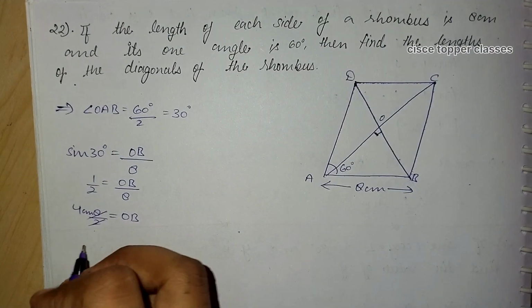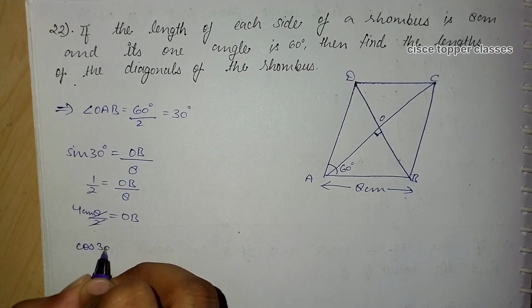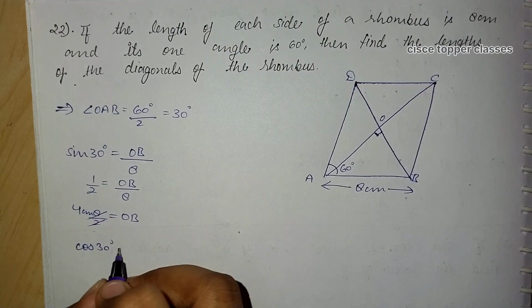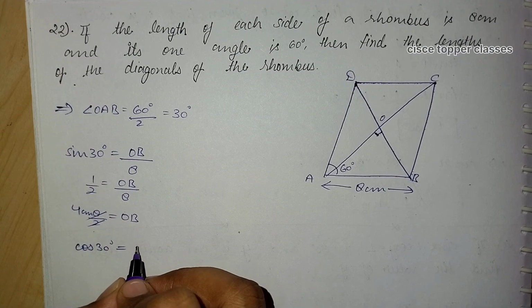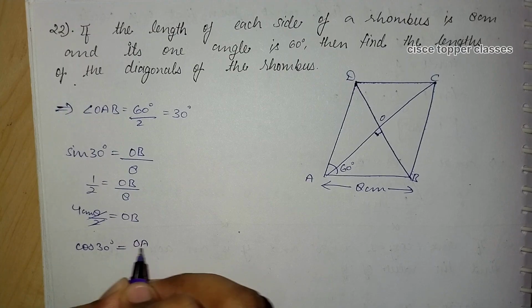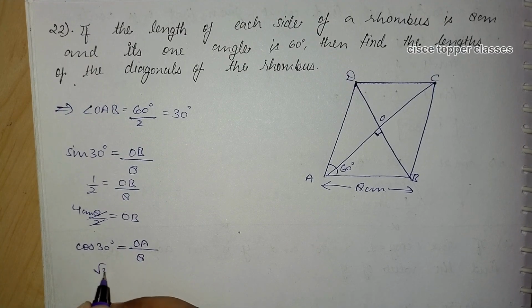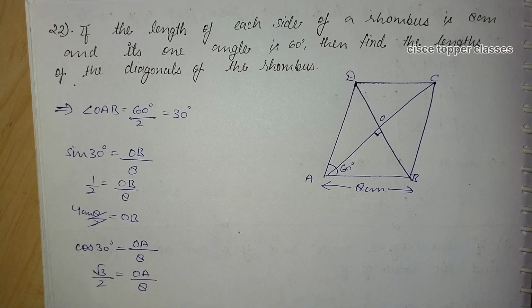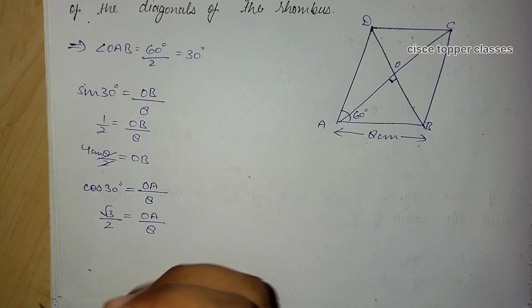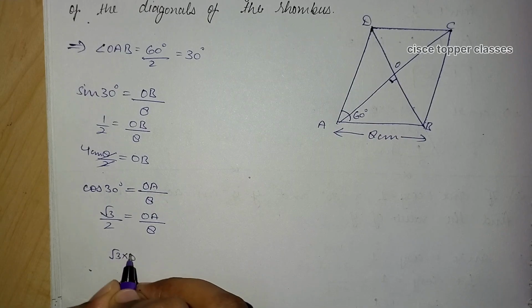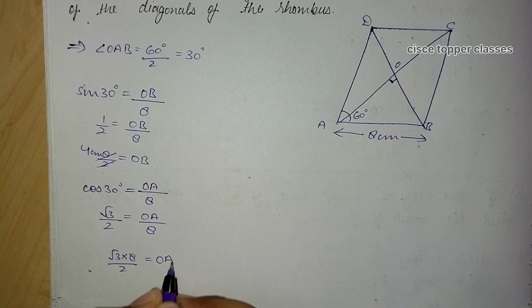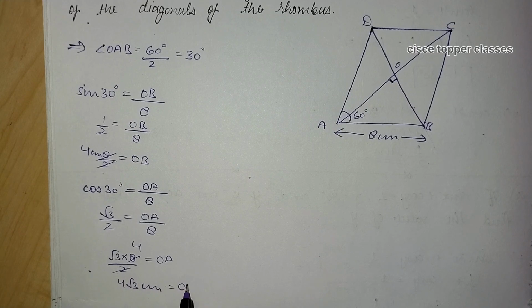Sine 30 is perpendicular by hypotenuse, and cos 30 will be base by hypotenuse. So the base will be OA divided by AB, which is 8. So we put the value of cos 30, which is root 3 by 2, equal to OA by 8. On multiplying, we get root 3 into 8 divided by 2 equal to OA, which is 4 root 3 centimeters.